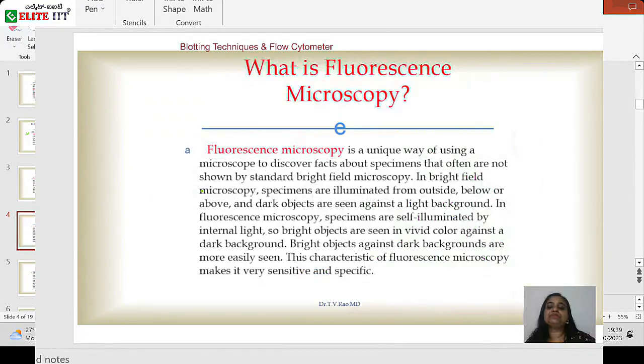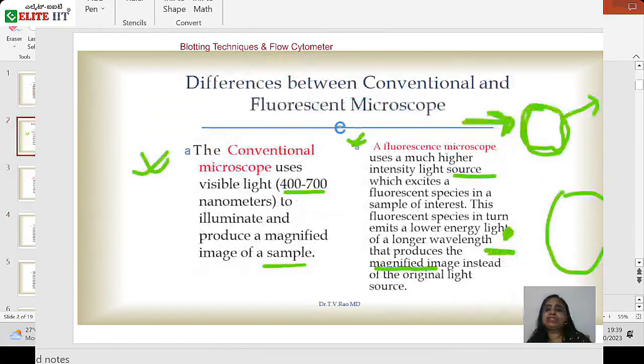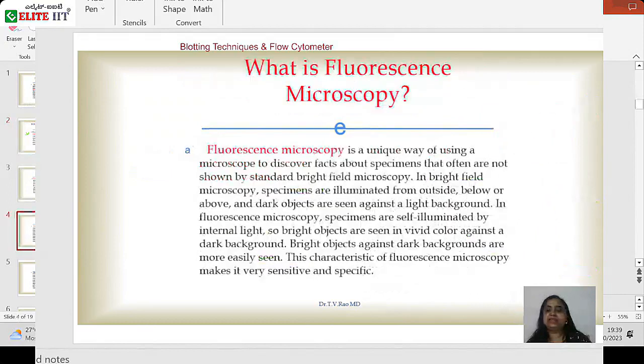Now going to the next. What is fluorescence microscopy? In the fluorescence microscopy, whatever is written in this table, the same thing is written here, nothing else.